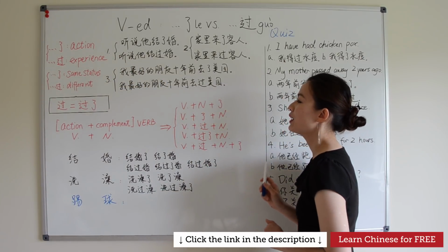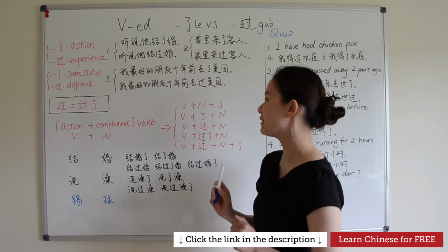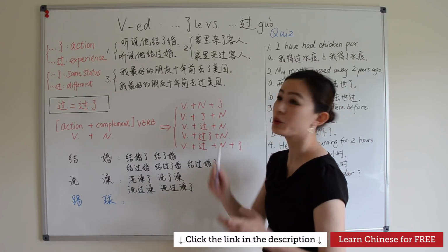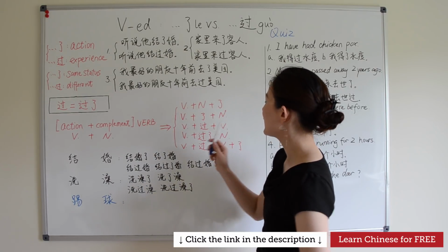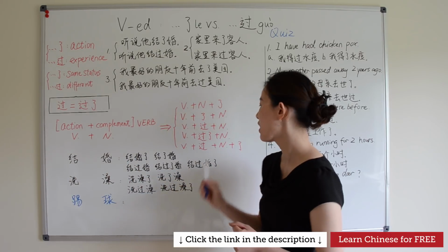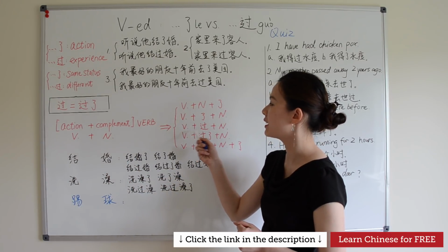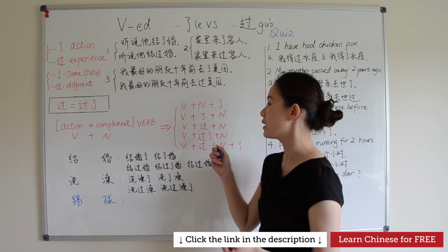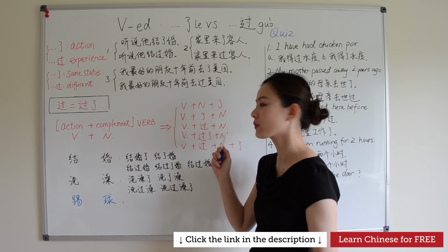If you want to emphasize the experience, we use 过 or 过了, right? So we can put the 过 between these two parts, or we can say 结过婚 or 结过了婚, it's the same.